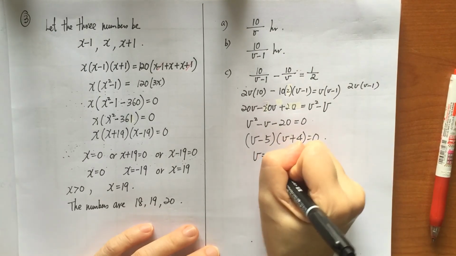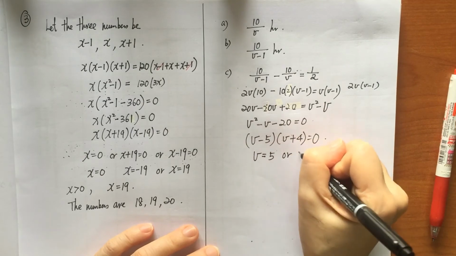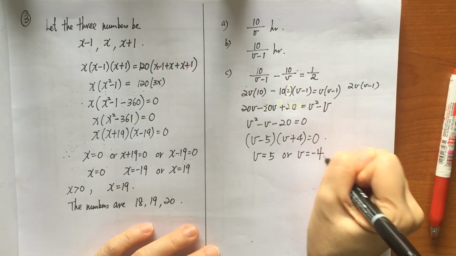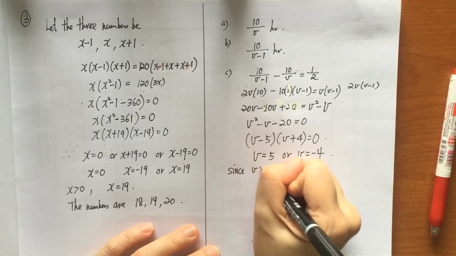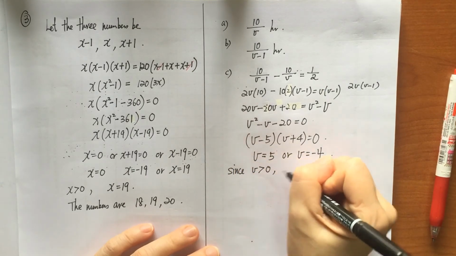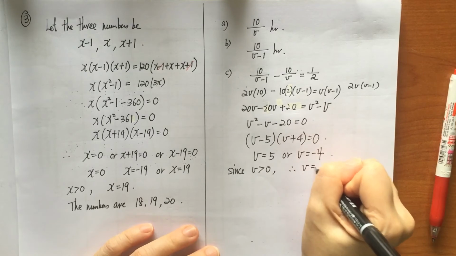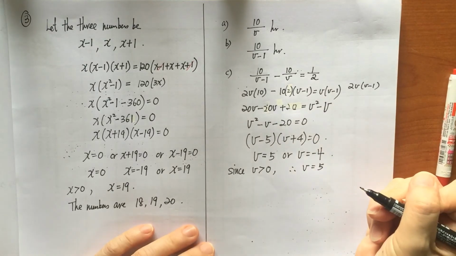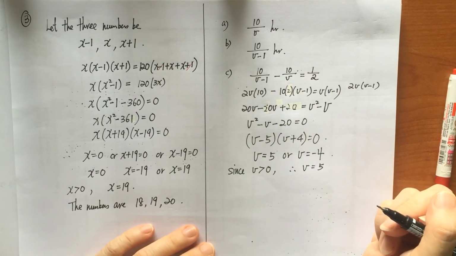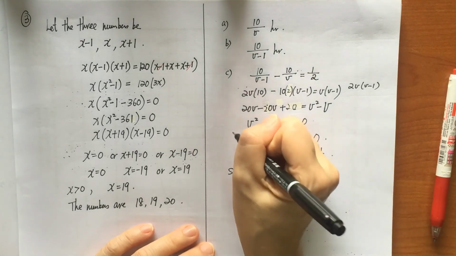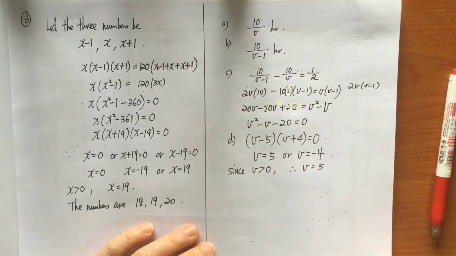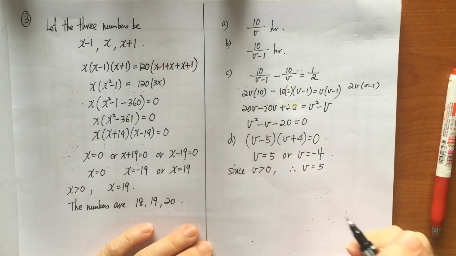So v is equal to 5 or v equals negative 4. Since v refers to the velocity, it must be a positive number. So therefore, we only accept v equals 5. Next one, we are supposed to solve this equation. This is actually our part D already. And then find the time taken for the whole journey.